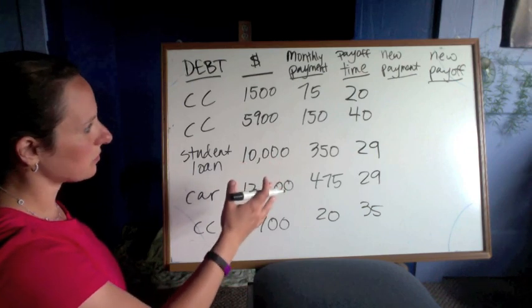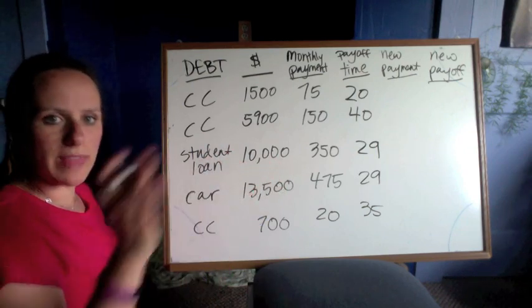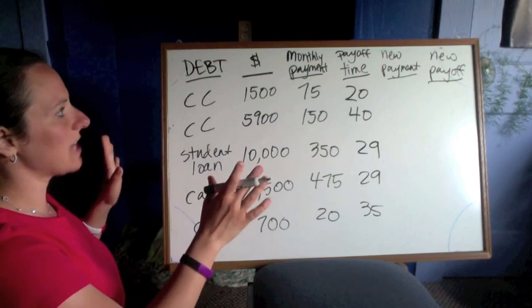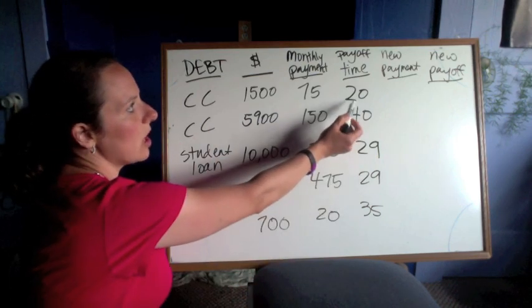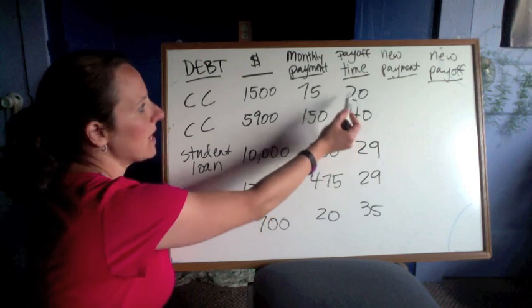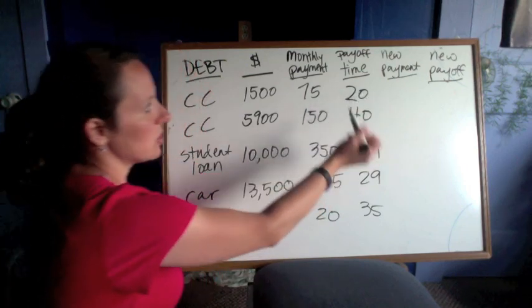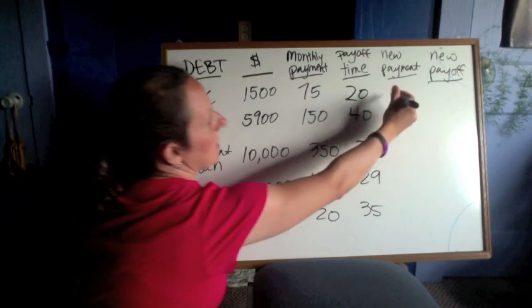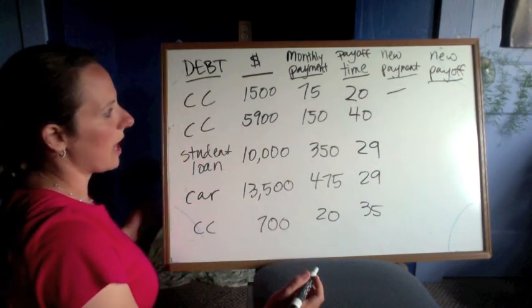Now, the way you do this without having to add extra money, and then we'll talk about adding extra money, but without having to add extra money, you go to the lowest payoff month. So right here, the lowest payoff month is 20. So you're never going to have a new payment for that. That's going to be blank.